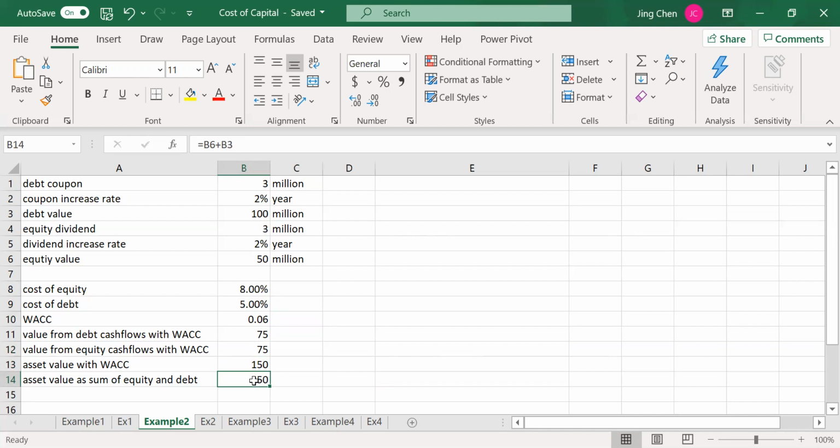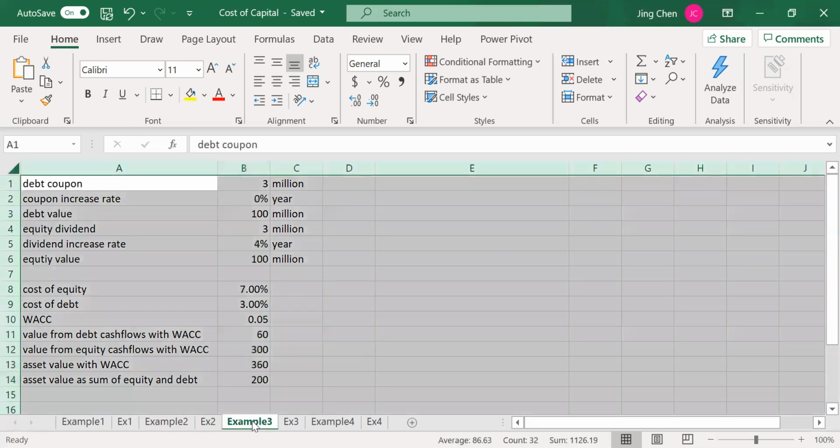Value of debt is 100. Equity value is 50. So they add up to 150. So these two answers are the same. This means when the rate of change of the coupon and the dividend are the same, discounting by WACC gives us the correct answer. Okay. So that's example 2 from the slides.